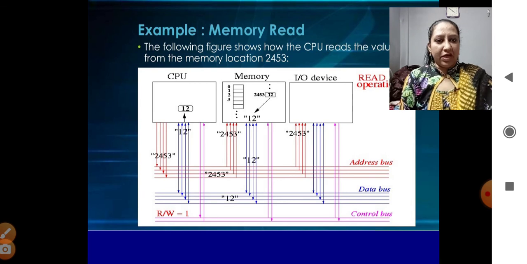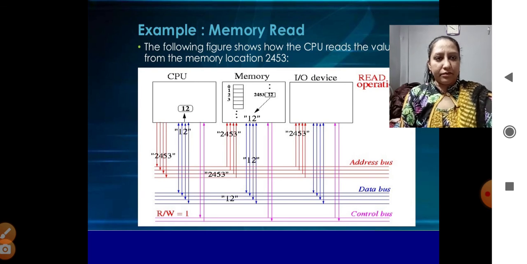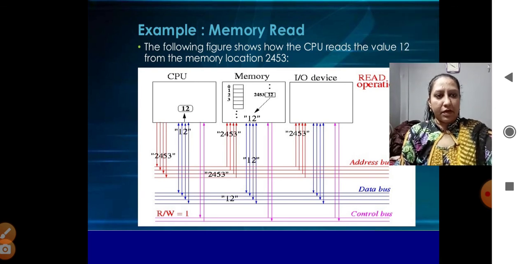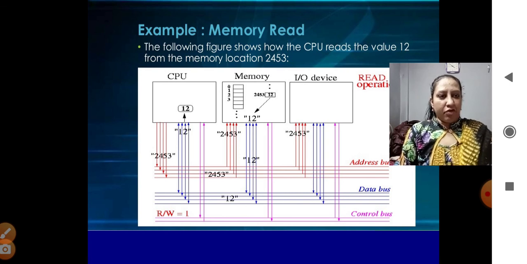Suppose the user is trying to read the value 12. We know that we have all the values stored in memory locations. That value is lying in the memory location called 2453. How exactly will this work? See the red color line called address bus. The role of the address bus is to fetch the address. You can see in the address bus the address taken is 2453.